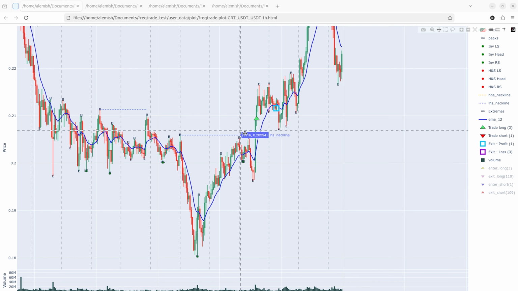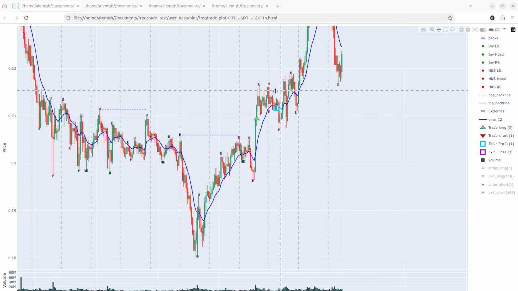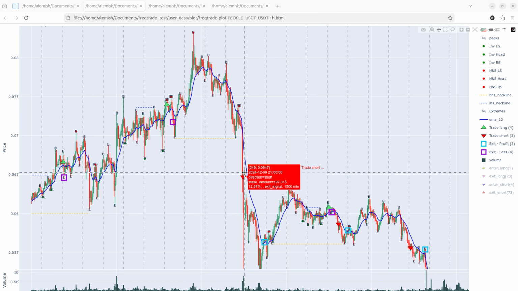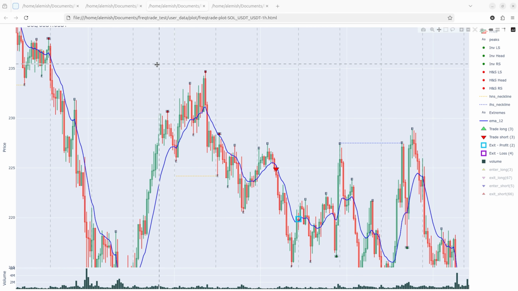And as you can see here, price breaks the neckline level and we enter a long trade, and then we exit due to the moving average crossing and secure some profit. Next, another example on the 1 hour time frame. Here you can see a straight head and shoulders pattern. So here we have our left shoulder, right shoulder, head, and our neckline level. Once again, price breaks our neckline level, we enter a short trade, and then due to a moving average crossover, we secure some profit.